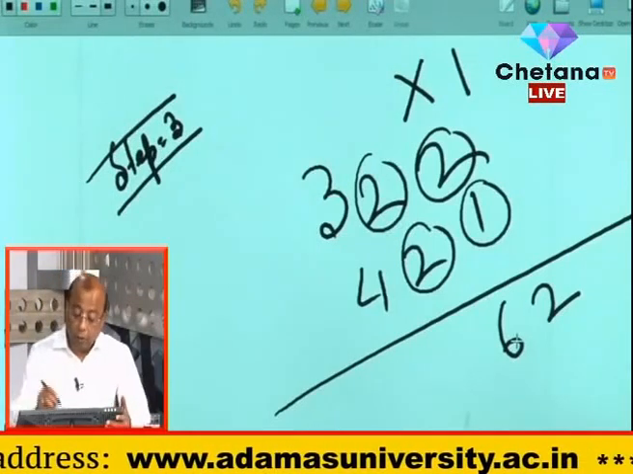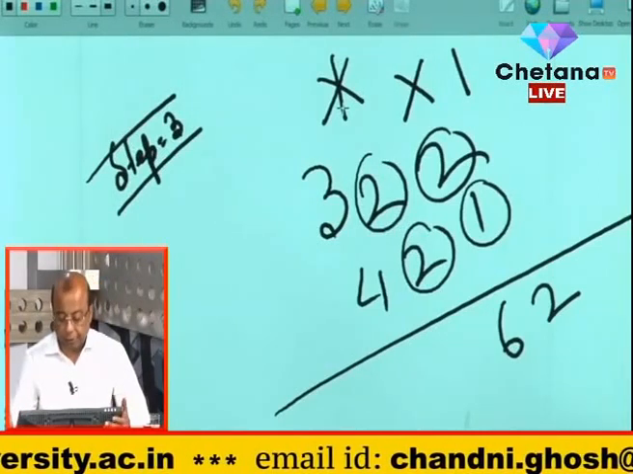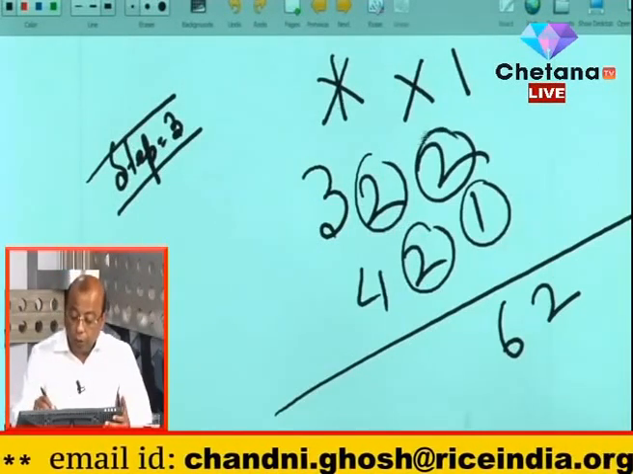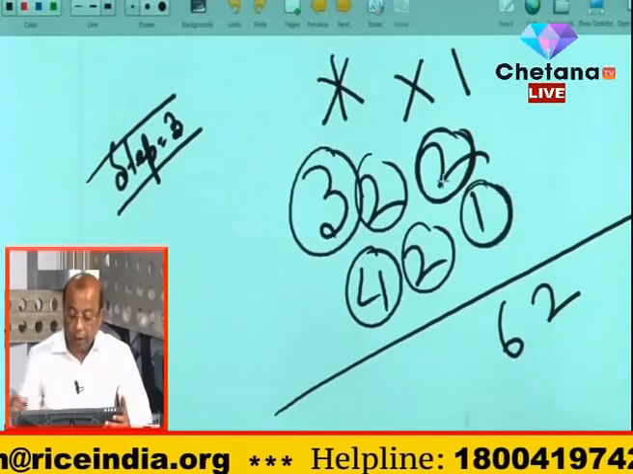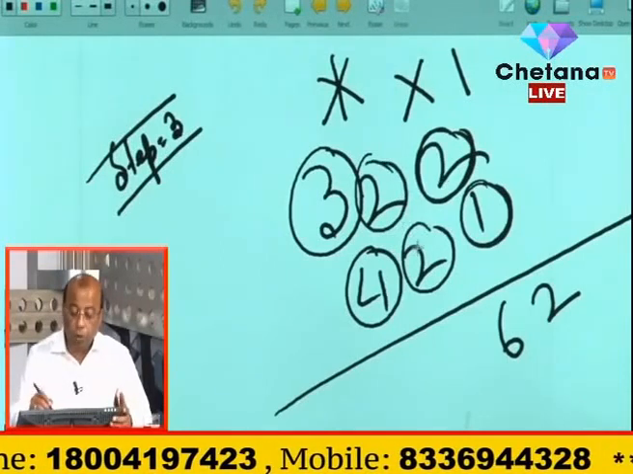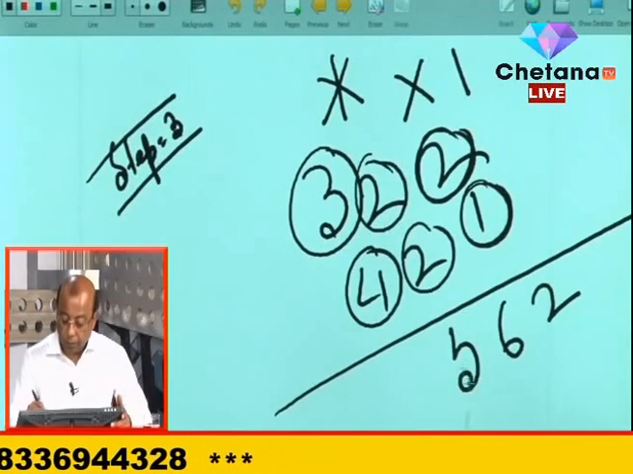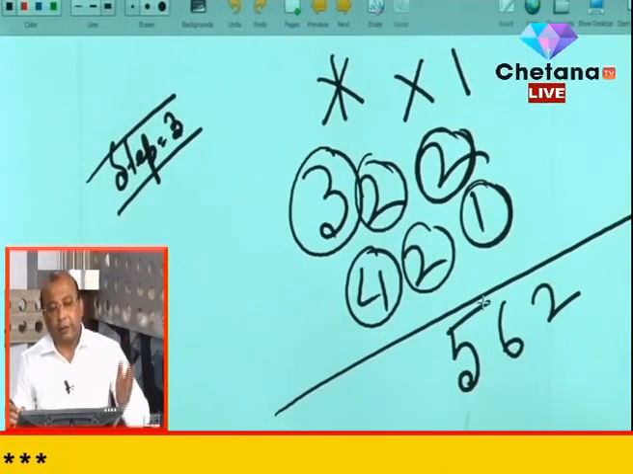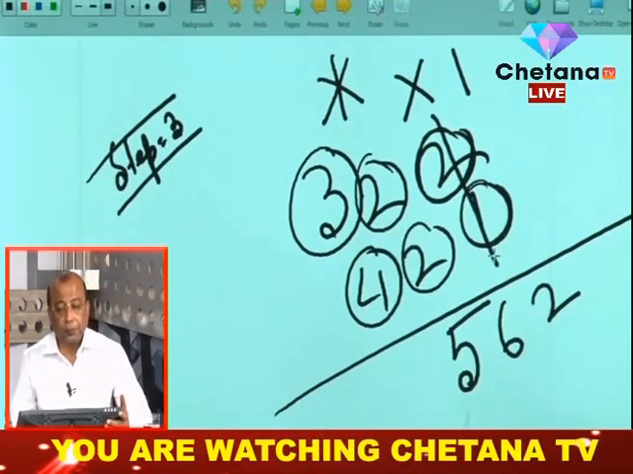Clear? When we consider the third columns, my symbol will be cross and straight. 4 into 2, 8. 3 into 1, 3. 8 plus 3, 11. Again straight. 2 into 2, 4. 11 plus 4, that is 15. 1 in hand. After considering the 3 columns, we will omit the first column.